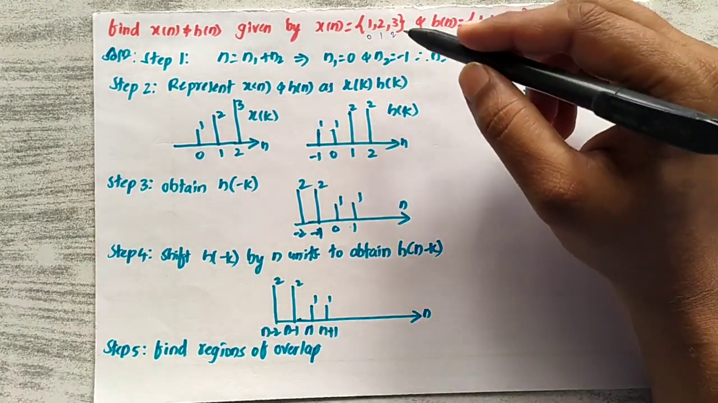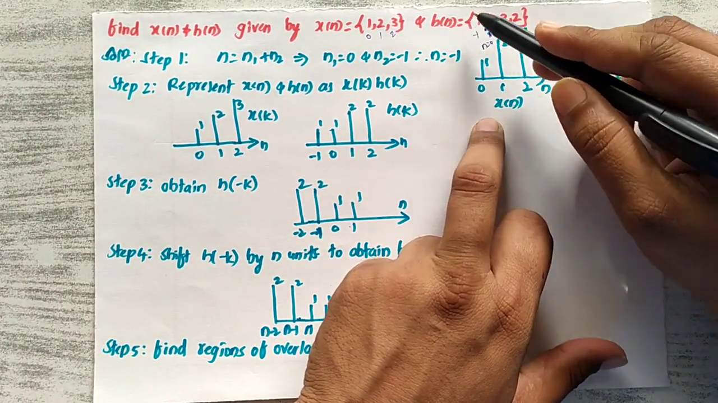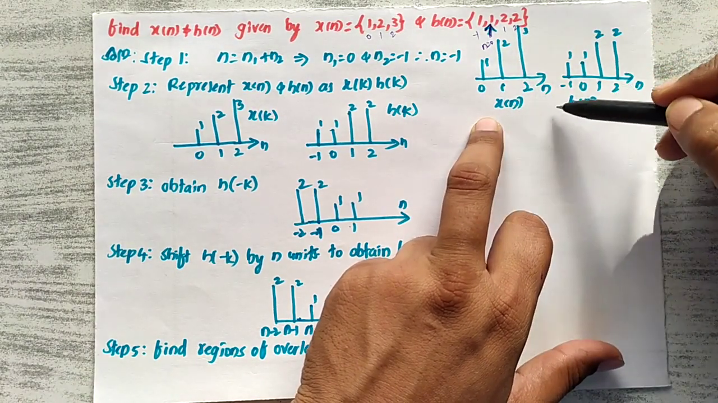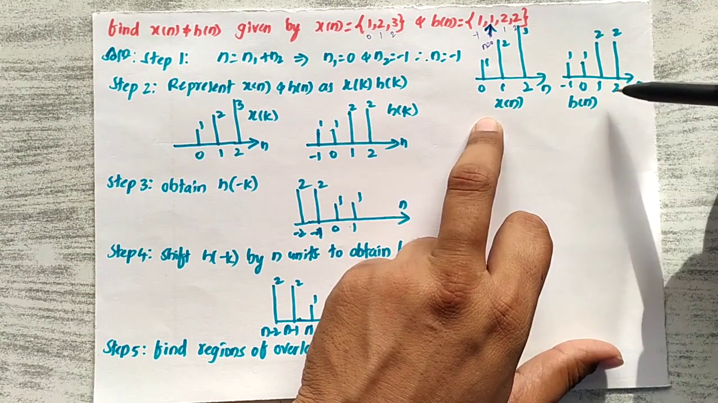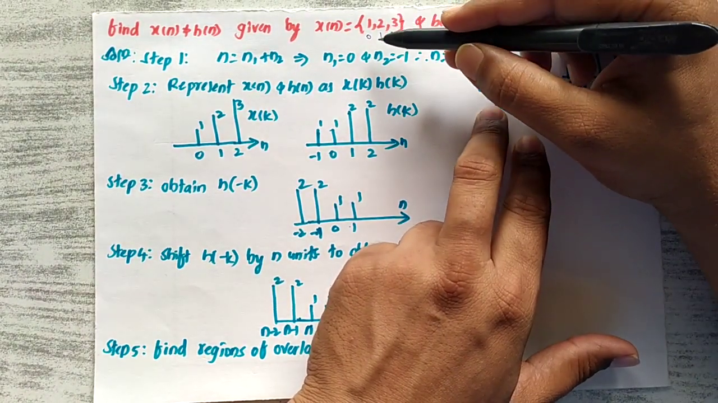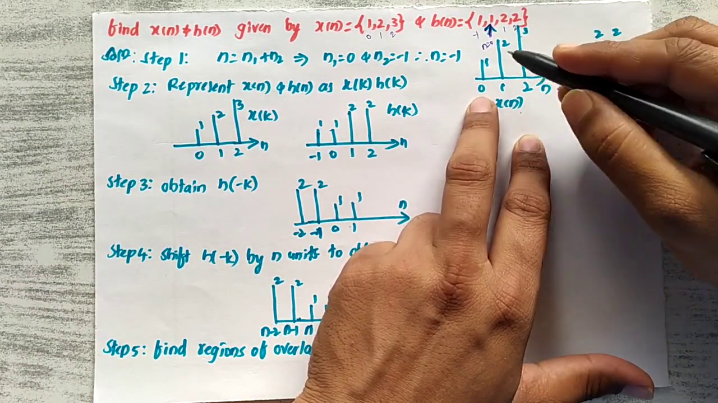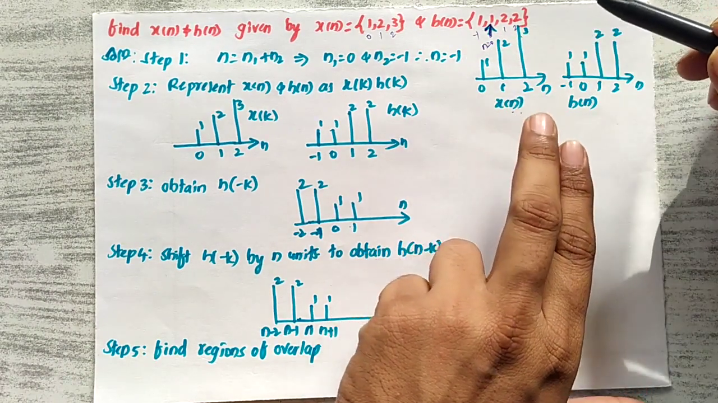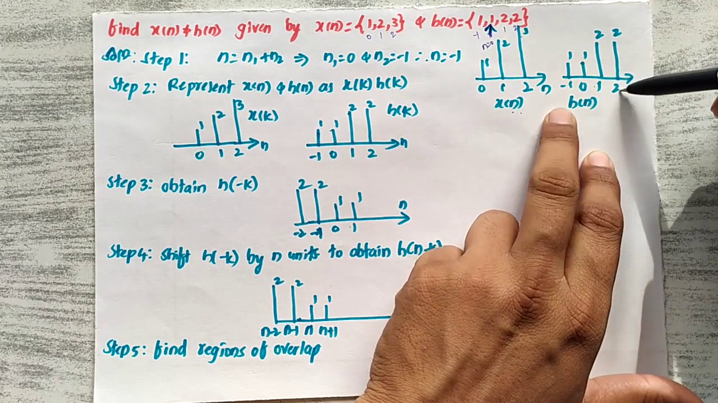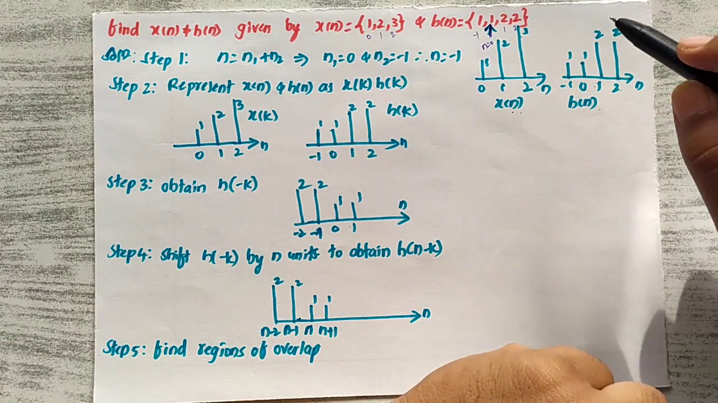Okay, so simply the first step is to plot this here accordingly, because there is no plot given in terms of representation. If we want to do the graphical representation, then let us plot it first. So x of n is 1 2 3 for the n values 0 1 2. This is x of n. Similarly, h of n is 1 1 2 2 corresponding to minus 1 0 1 2. This is h of n. Okay, x of n and h of n are there.